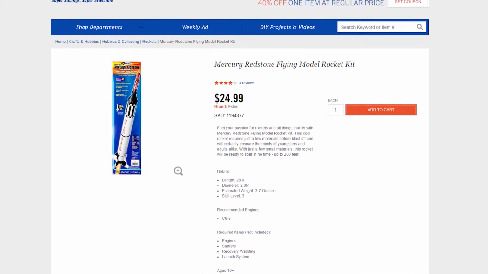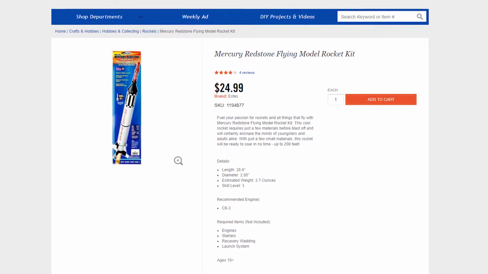Hi, I'm Mike Thompson. Alex and I were in Hobby Lobby the other day, and we saw the Estes Mercury Redstone Rocket Kit. Well, I decided that I could make my own. So I did. Let me show you how I made a flight-capable desktop display from scratch.